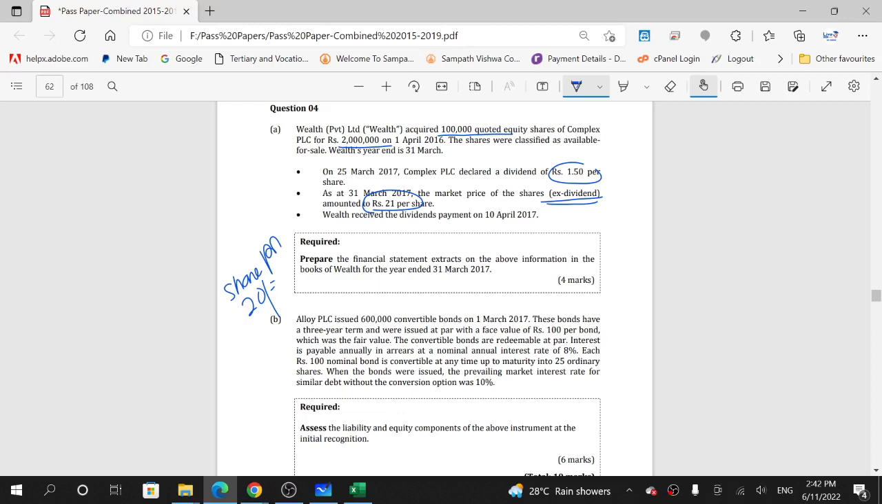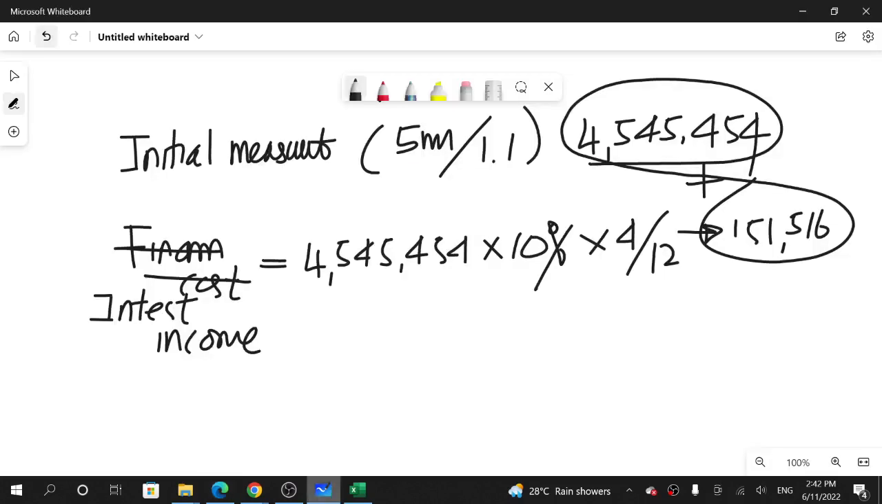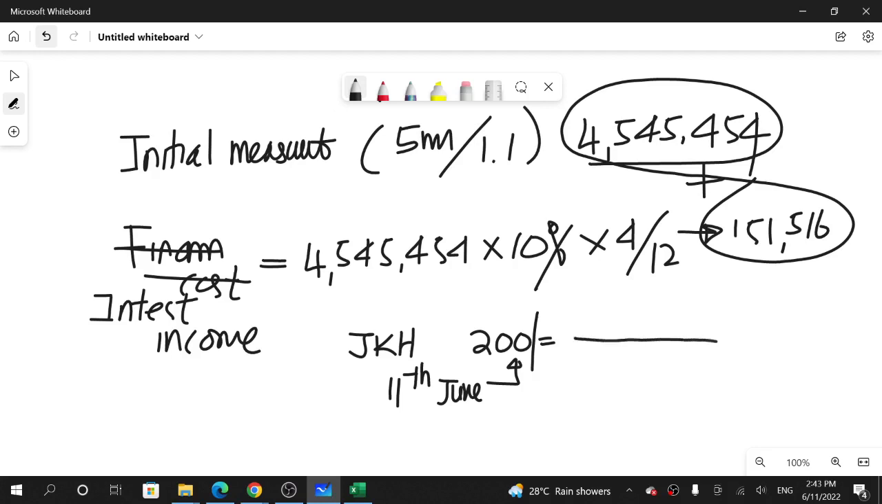In simple form, assume that you purchase John Keells Holdings share. Today you pay 200 rupees and purchase it. Say today's date is 11th June. You purchase a share of John Keells by spending 200 rupees. Say John Keells pays a dividend each year end. Say their year end is 31st December, calendar year. Normally they pay dividend by 31st December; that is their practice.